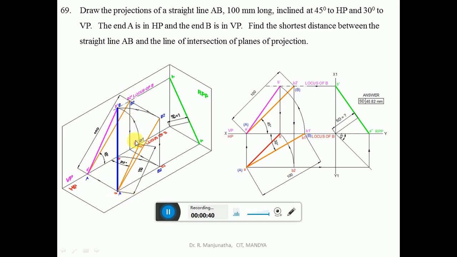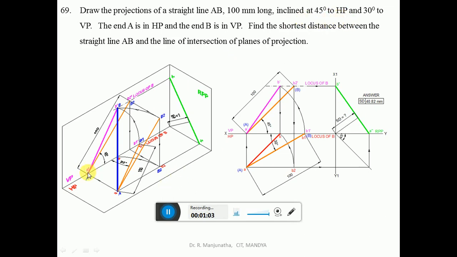When you look from the top view, we can see the true inclination with respect to VP. That is the reason why we have started from the top view. Now A is in HP, so when you look from the front view, A dash is going to be on the horizontal line. So this is the front view of A. Then the true inclination with respect to HP is 45 degrees.